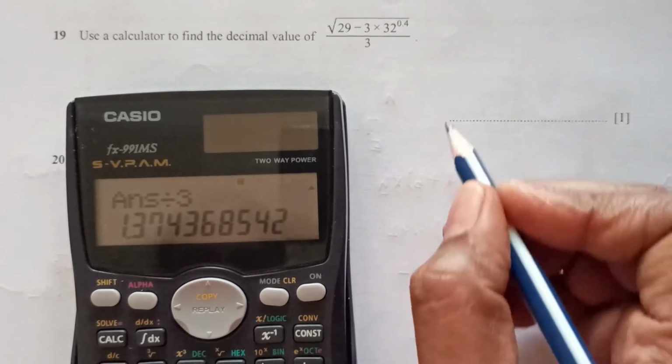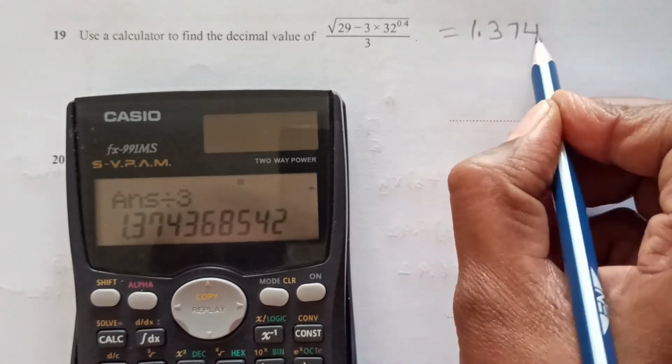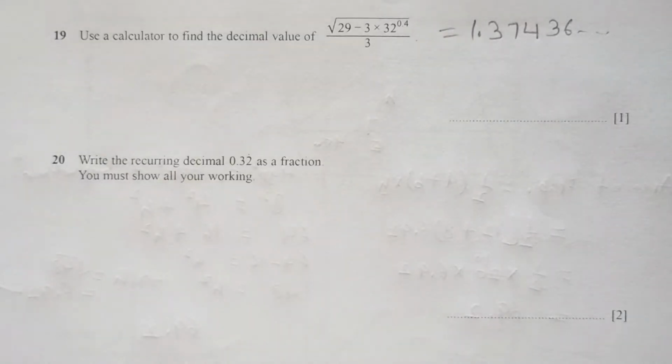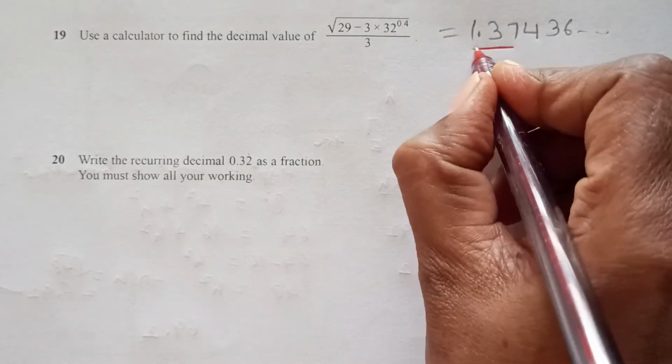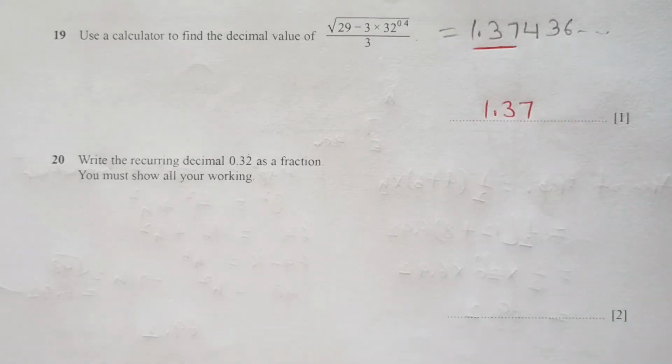So this is 1.37436 like this, but we need the answer to 3 significant figures. So our final answer will be 1.37.